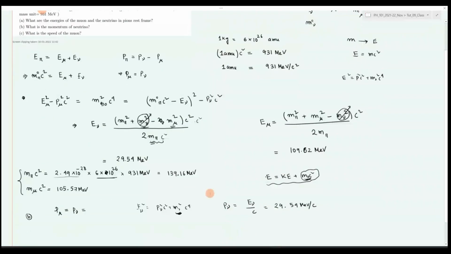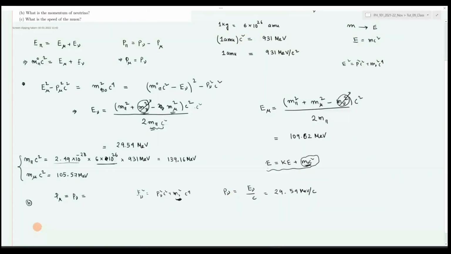Now we want to find the speed of muon. Yeah, a small doubt here also. It is not very required to give it in SI units, right? We can leave the momentum in MeV per C. Yes. Okay.